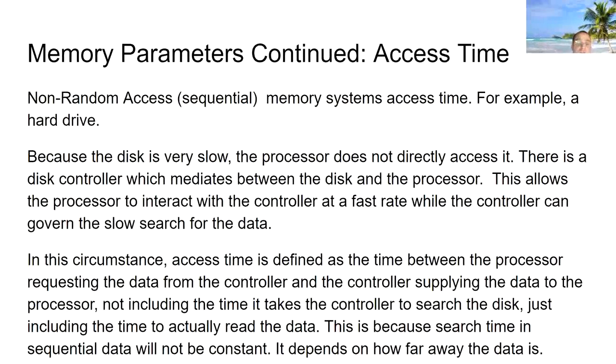This is because search time in sequential data will not be constant. It depends how far away the data is. If I only had to turn a quarter revolution, that will take less time. And I want to calculate one number for this hard drive. I want to say, what's the access time of this hard drive, period. I don't want to have, oh, well, it depends on how far. When I'm buying it in the store, I just want to know its access time. So I have to calculate the access time independent of variables that are constantly changing, like how far I need to turn the particular disk to get the particular data.